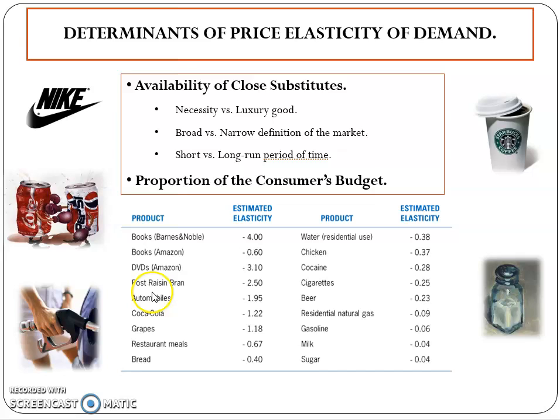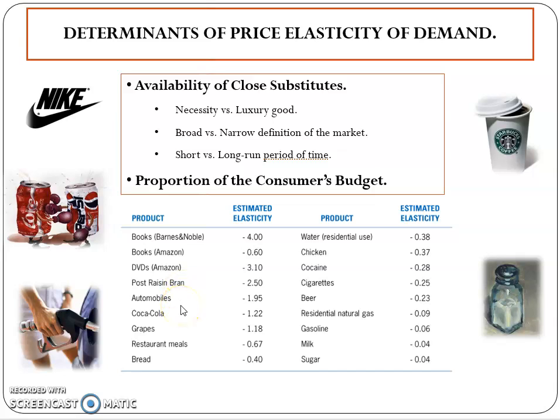Take a look at Raisin Bran here. Notice we have a specific brand and we have a high elasticity. That might be because we're defining the category in a narrow fashion. If I were to get rid of the Post and just say Raisin Bran, we would expect this elasticity coefficient to go down because we'd be defining the category more broadly. There's a lot more substitutes for Post Raisin Bran than there are for the category of Raisin Bran.